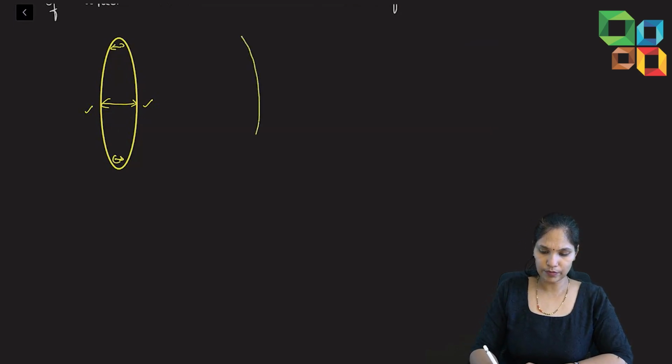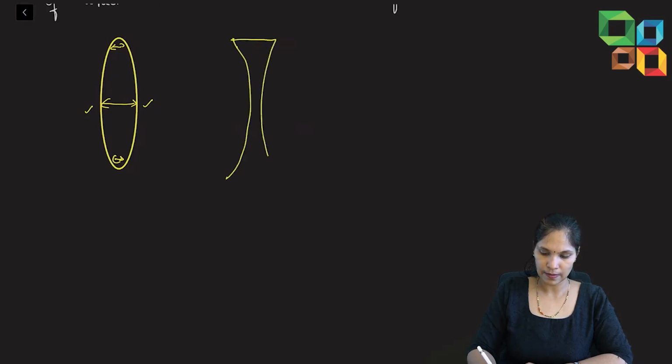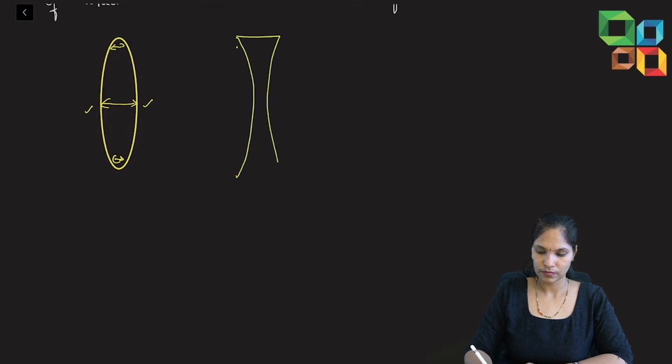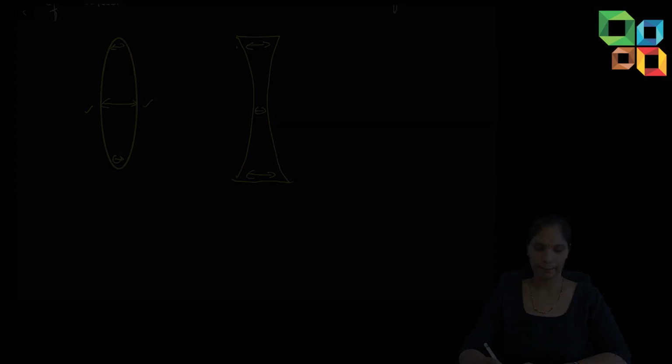And the second type of lens which we'll be usually dealing with will be this type of lens. So here it's thicker at the ends, thinner at the center. So this is concave lens.